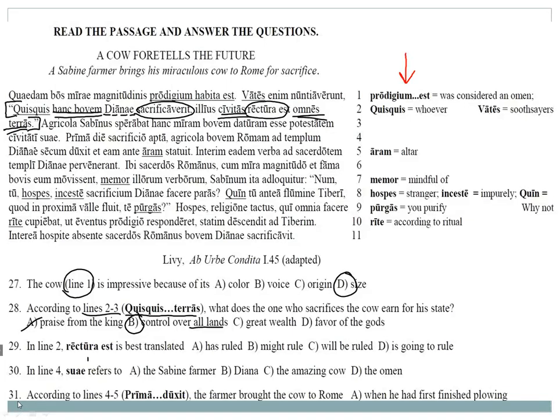So, number 29. In line 2, rectura est is best translated... Ah, shoot. As I just said, I don't know what rectura est means. Wow. Well, that's okay. Don't let that throw off your entire section. If you don't know what a word means, trust your grammar. We've got rectura est. I know it's a verb because of the est part.